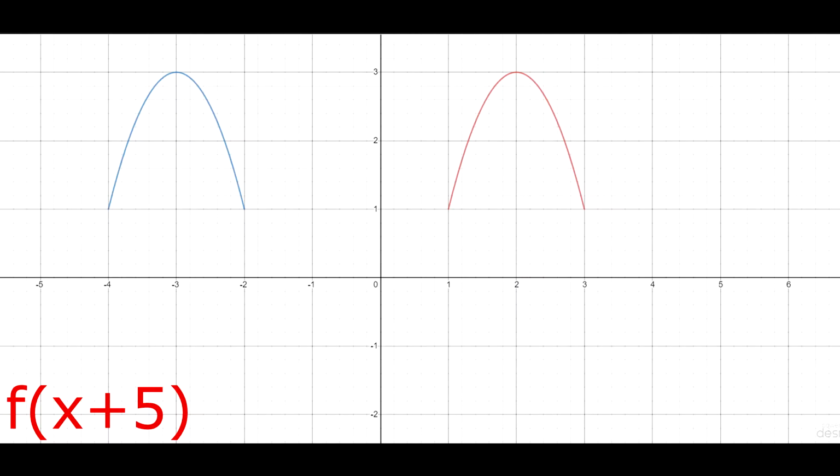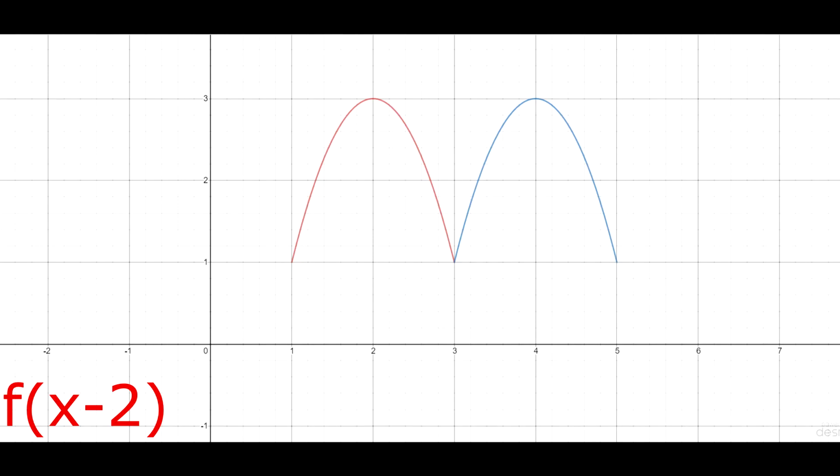By adding any number greater than 0 inside the function, we would move it left. For example, by adding 5, we would move it left by 5 units. By subtracting any number greater than 0 inside the function, we would move it right. For example, by subtracting 2, we would move it right by 2 units.